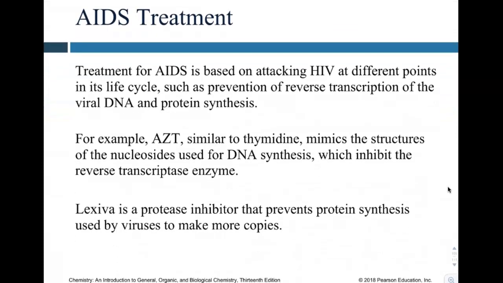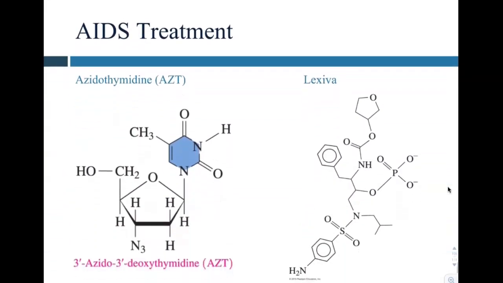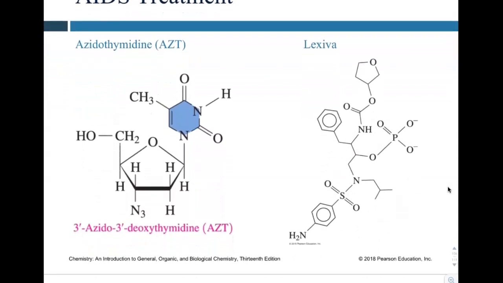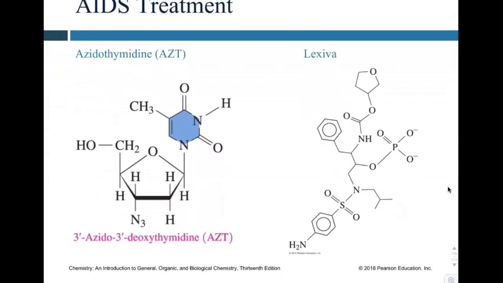AIDS treatment is based on attacking the HIV at different points. So if you're trying to treat it, you're trying to get into one of those places like you see in that cell to stop that reverse transcription or to stop the virus from even getting in. At some point in the life cycle, you're trying to stop that virus from doing its thing. So here are some treatments, some molecules. You can see these different molecules that are used to treat.